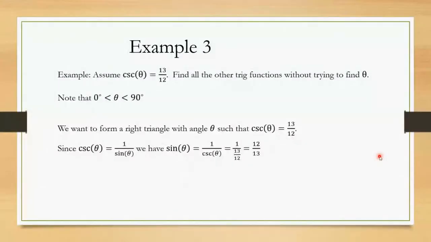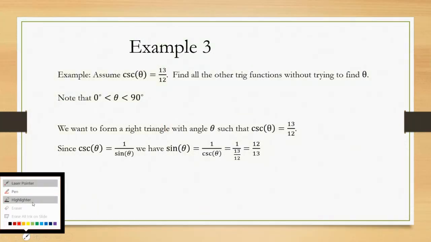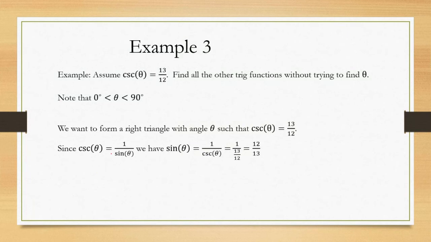Here's another one. Okay. So here I'm giving you cosecant. This one's a little different, right? Cosecant is 13 over 12. And again, we want to figure out what theta is. Now, you know what cosecant is? What you want to do is form a right triangle that has the angle theta. We don't know what theta is, but you want cosecant of theta to be 13 over 12.